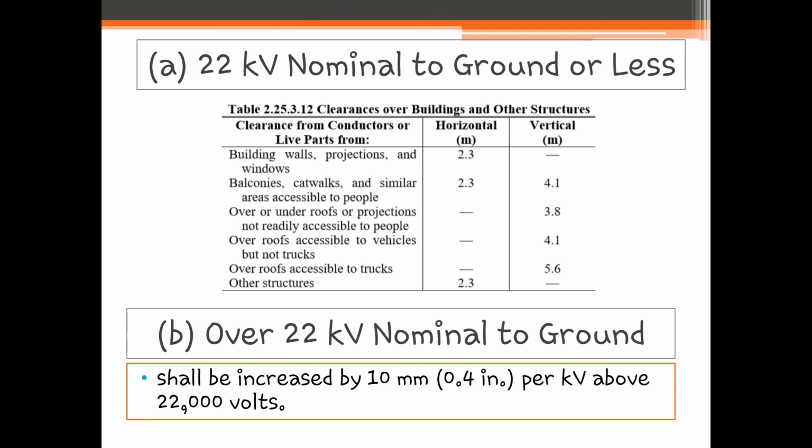Lastly, over 22 kilovolts nominal to ground, same with last part, shall be increased by 10 millimeter per kilovolts above 22,000 volts. So increase lang nato siya og 10 millimeter.